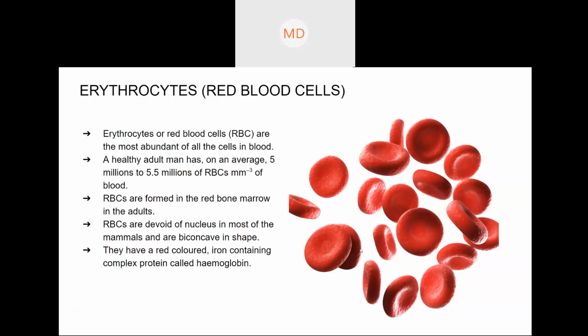And the red blood cells do not have any nucleus, they do not have any mitochondria, and they are biconcave in shape. Biconcave means concave on both the sides. And their color is red because of the presence of hemoglobin.